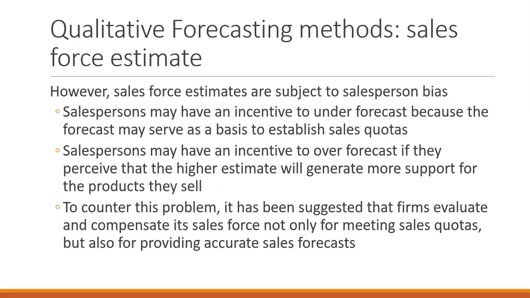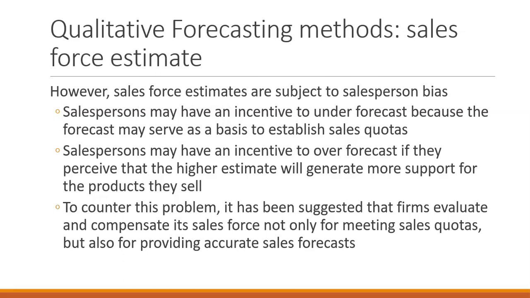Salesforce estimates are subject to bias because salespeople are motivated to have meetable goals. So especially if our performance is judged on our ability to make quotas, or our bonus is determined on our ability to make our sales forecast, we then have an incentive to under forecast because we want to make goals that we absolutely know we're going to hit.